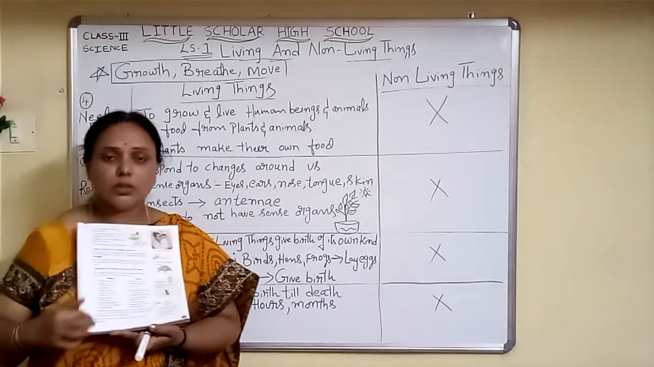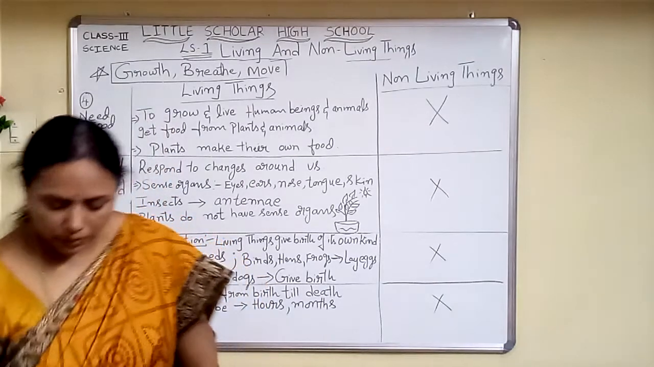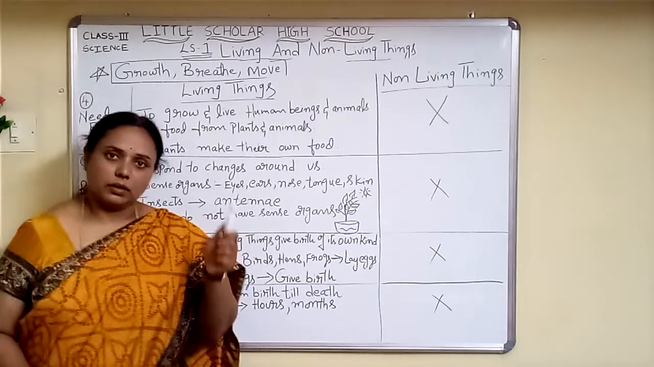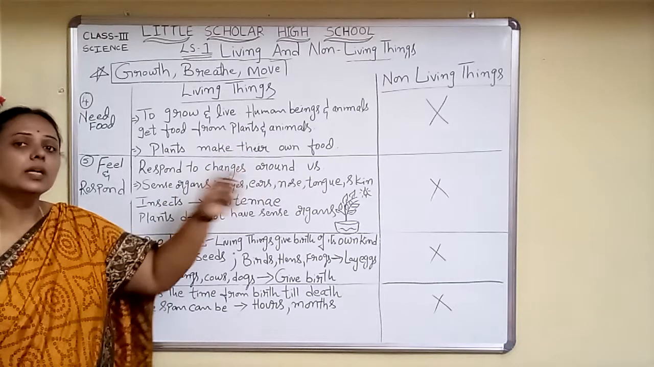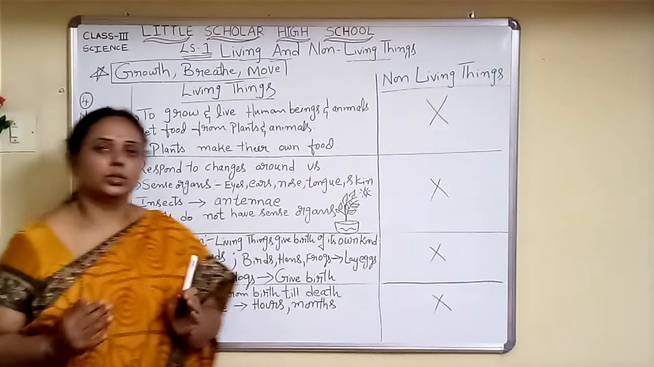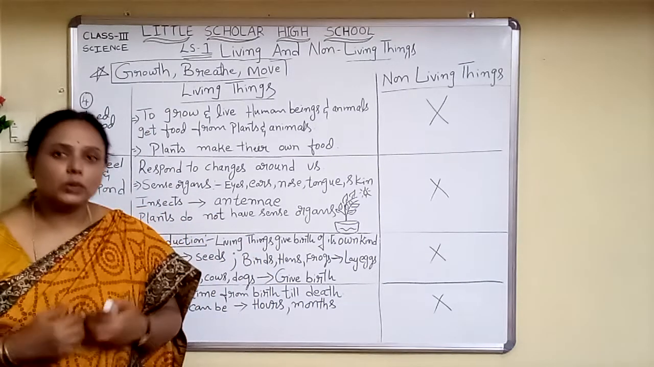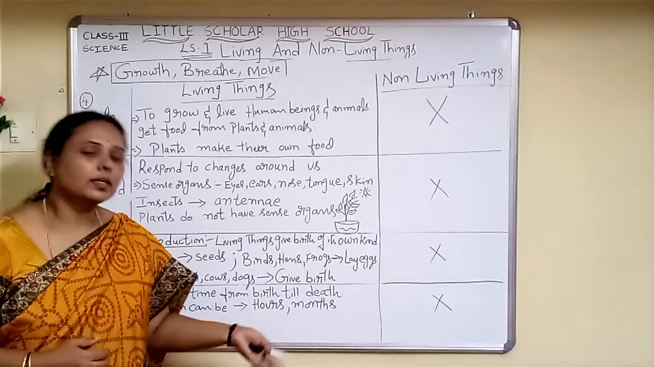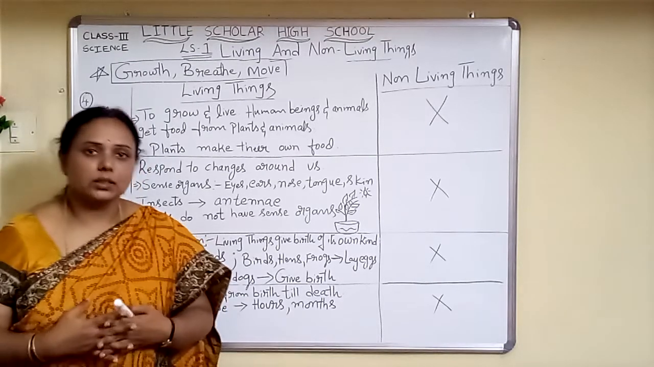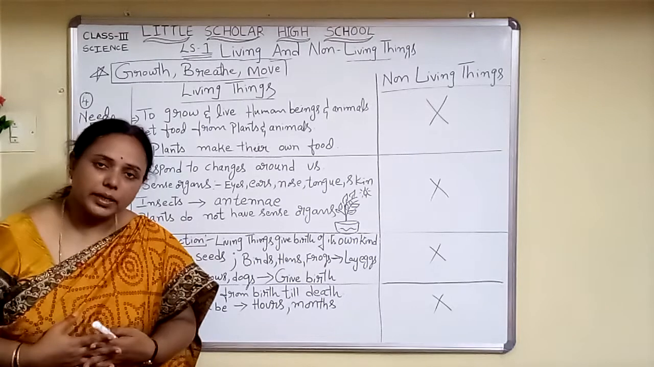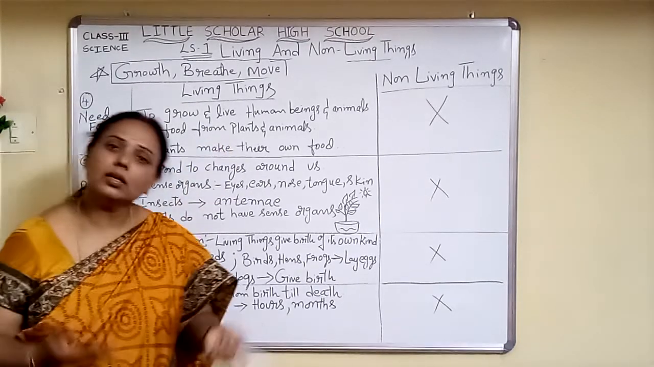Okay, and if you look at the last lines of your lesson, children, what do these lines say? It says that we are dependent on both plants and animals for food. That means there is a relationship, a dependency to get food or to live, both on plants and on animals. That means both are depending on each other, or we can say interdependent on each other, for life to continue on the earth.